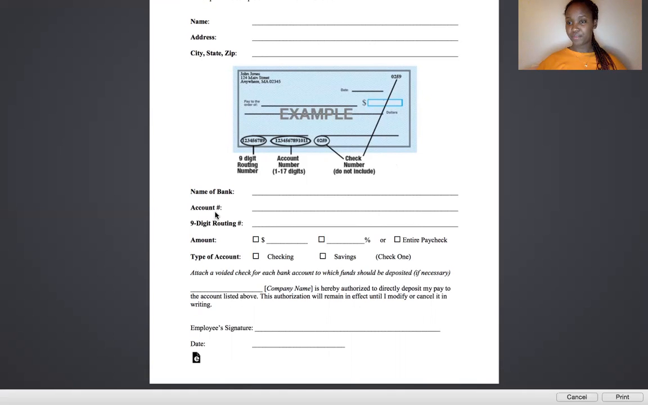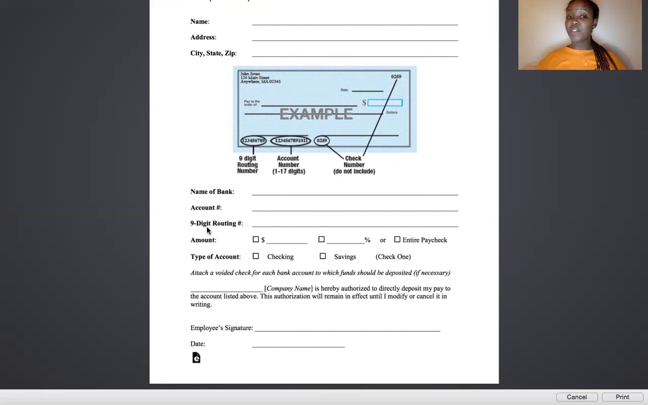Account number. So if you have a check, your account number is the second number from the left. So the account number is long. It's a lot of numbers. It could be 12 numbers or 15 numbers or 17 numbers. But that is your account number right here.